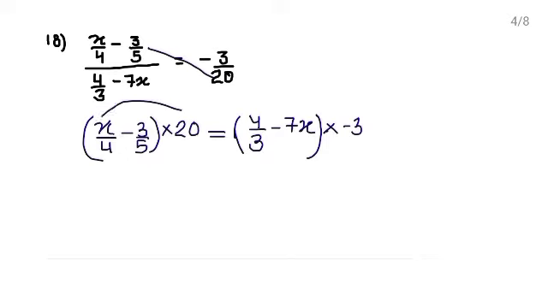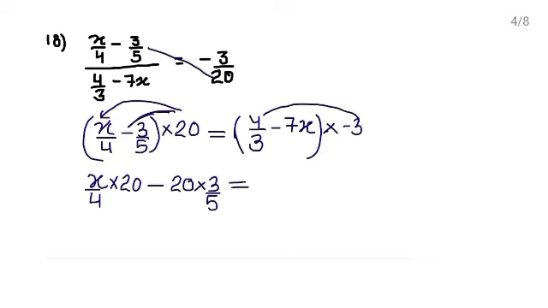Multiply this 20 by this x upon 4. x upon 4 से multiply करना है 20 को, minus multiply this 20 by this 3 upon 5. 20 को किससे मल्टीप्लाई करते हैं? 3 upon 5 से. सो 20 को मल्टीप्लाई कर दिया 3 upon 5 से, इज इक्वल्स टू मल्टीप्लाई दिस -3 बाय दिस 4 upon 3. -3 को मल्टीप्लाई करना है बाय 4 upon 3, राइट? मल्टीप्लाई दिस -3 बाय दिस 7x -7x.